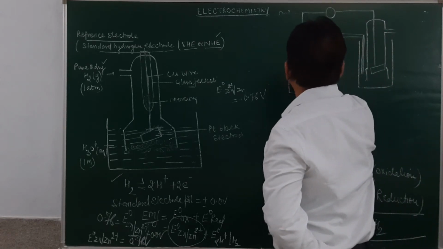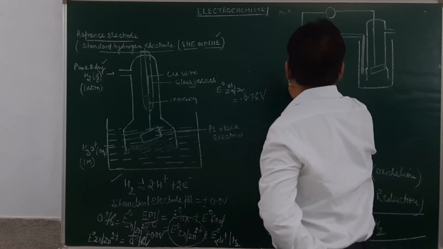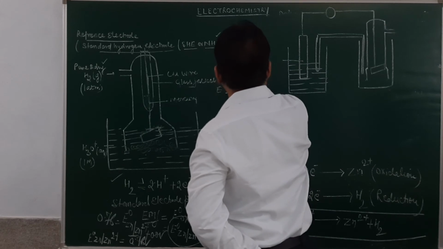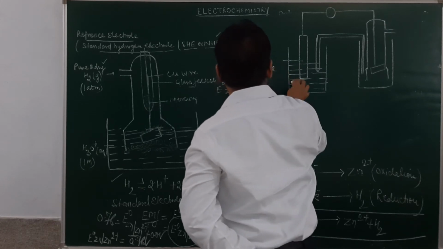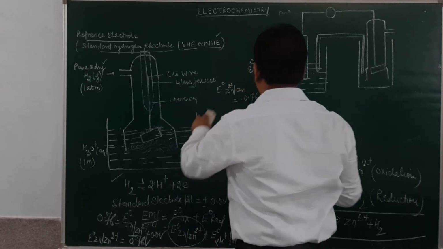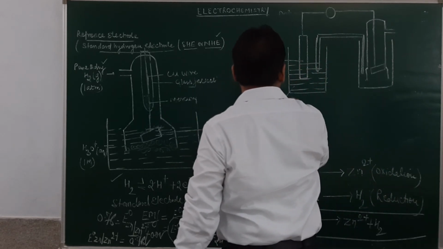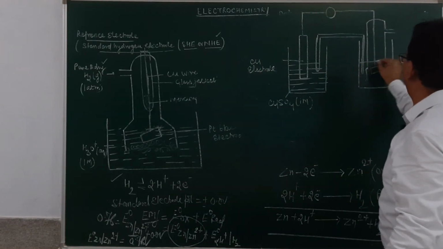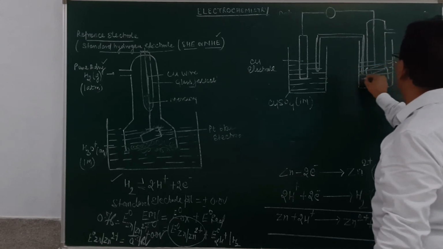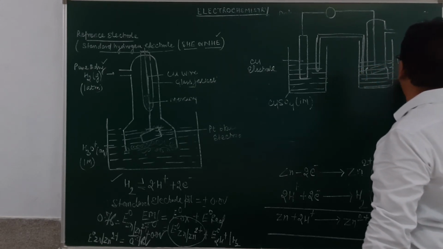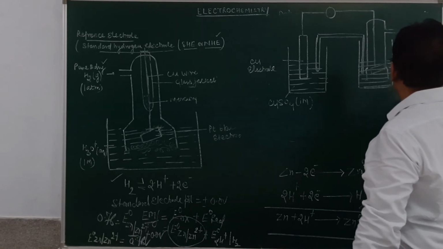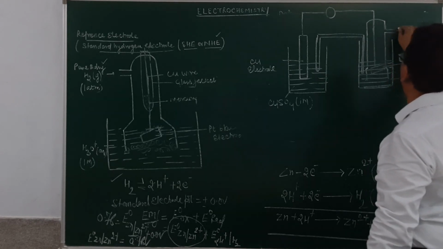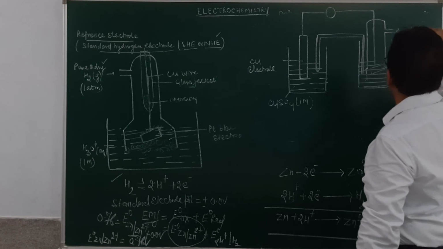This is the copper electrode, and it is being kept in a copper sulfate solution, which is a 1 molar solution. This over here is the hydrogen electrode, which is being kept in 1 molar hydronium ion. This is platinum black. From here the hydrogen gas is passed at the pressure of 1 atmosphere.